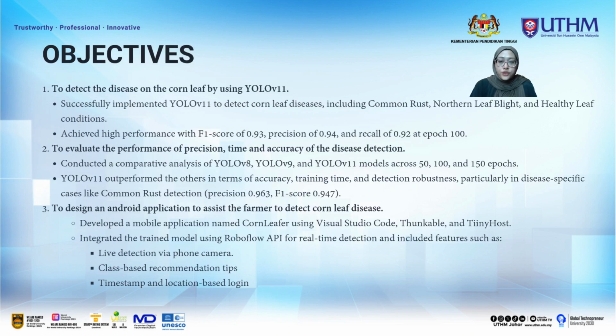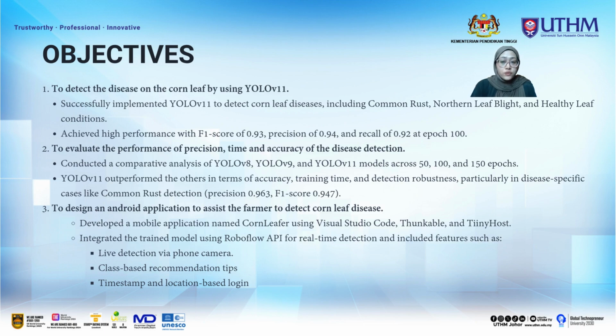For the objectives, first is to detect the disease on corn leaf by using YOLOV11. I achieved this by successfully implementing YOLOV11 to detect corn leaf disease, including common rust, northern leaf blight, and also healthy, and also achieved high performance with an F1 score of 0.93, precision of 0.94, and recall of 0.92 at epoch 100. The second objective is to evaluate the performance of precision, time and accuracy of the disease detection.